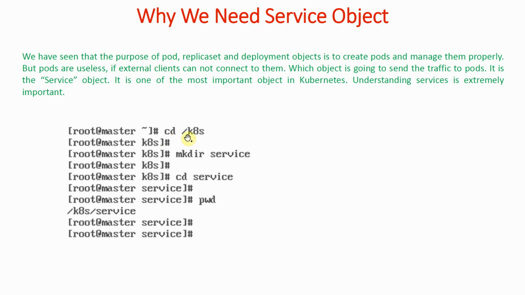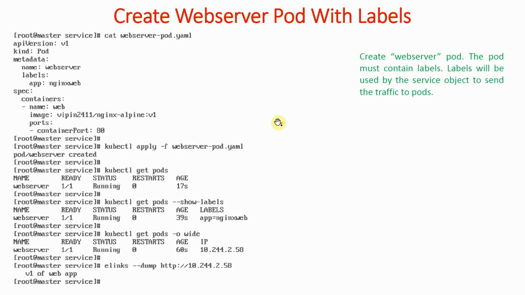So in our case, we have got a k8s directory. There we are going to create one folder, service. We will go into service. We will verify where we are by running the pwd command, k8s service. Here we are going to create the file for understanding our service object.